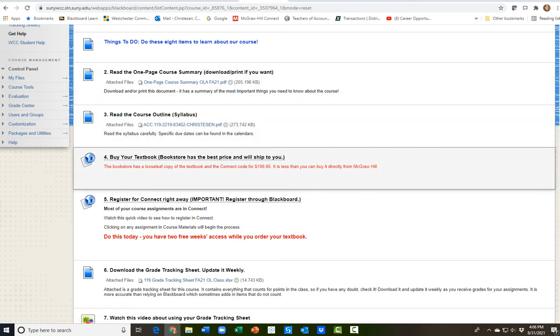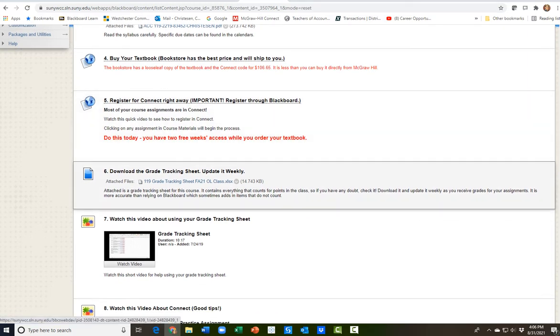Here's the link to buy your textbook. Be sure to do this right away. You're going to need Connect immediately, and you get 2 free weeks access, as you can see right here. This is unusual in that the bookstore definitely has the best deal for this. You can get the textbook and the code for 106.65. It's less than you can buy it directly from McGraw-Hill. Please read everything about the textbook. Don't buy a used book or anything, because then you have to still buy the code, and the code is about $100, okay?